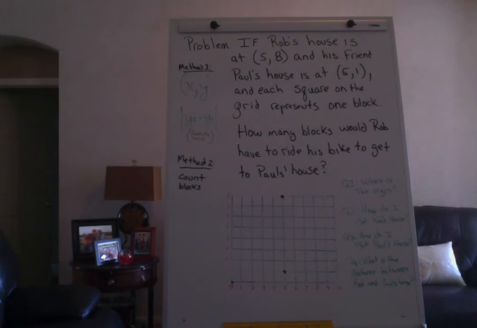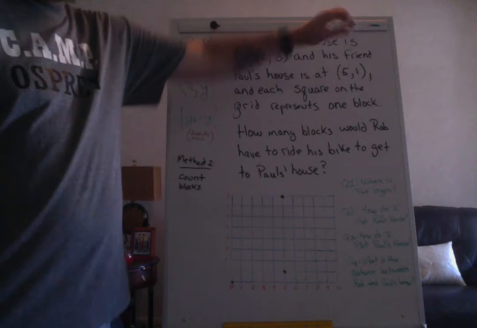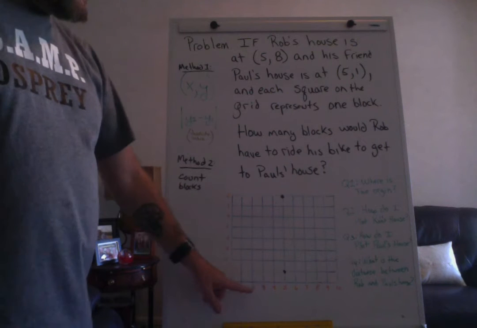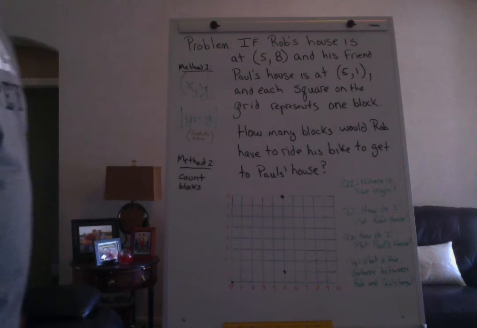The third question is, how do I plot Paul's house? Well, Paul's house is at coordinates x, y of (5, 1). We do the same thing. Count 5 over, 1, 2, 3, 4, 5, and 1 up. And that's where Paul's house is.